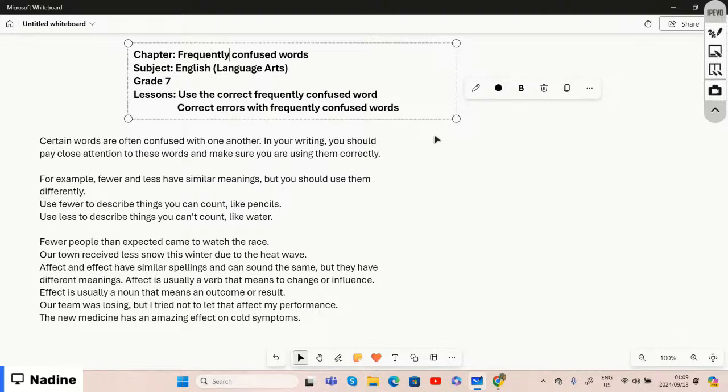All right. And we're going to look at a few examples of words that are frequently being confused with another word and words that you should use correctly. So we're going to look at those examples now.